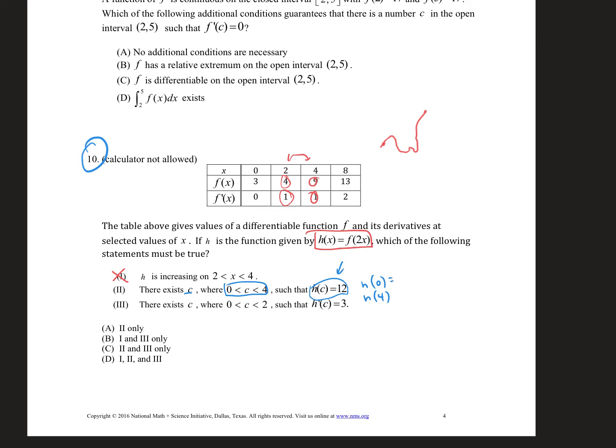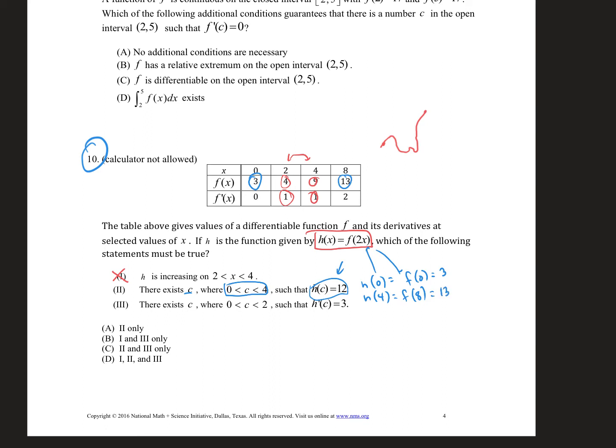So when I plug in 0 for the x in h, that would give me f of 2 times 0, which is f of 0. H of 4 would give me f of 2 times 4, which is f of 8. And then I look in the chart. f of 0 is 3, and f of 8 is 13.